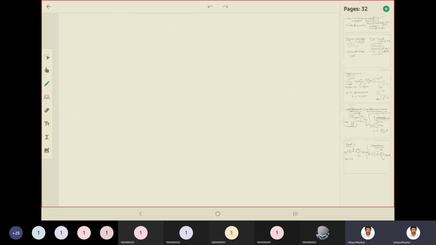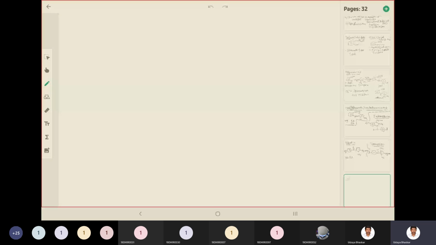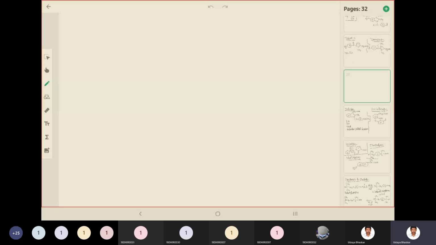Now, let us continue with the further chemical structures. After zomepirac, we need to see aryl acetic acid analogues. What is the example? Sulindac and diclofenac. So we saw sulindac and diclofenac also.